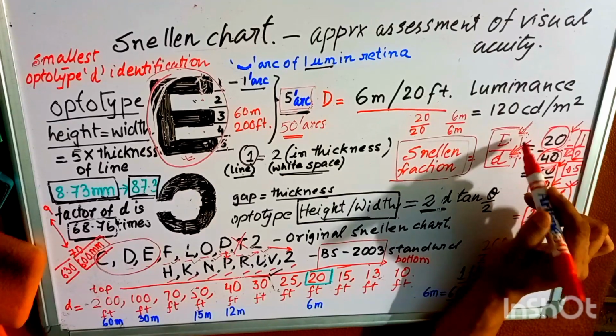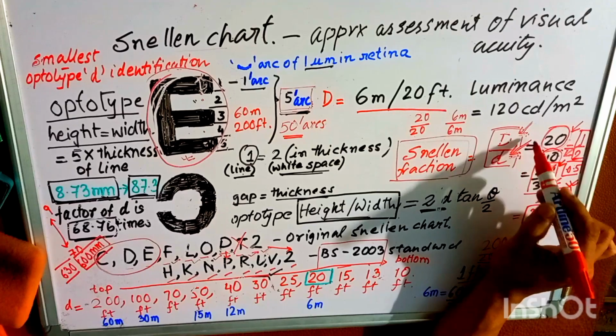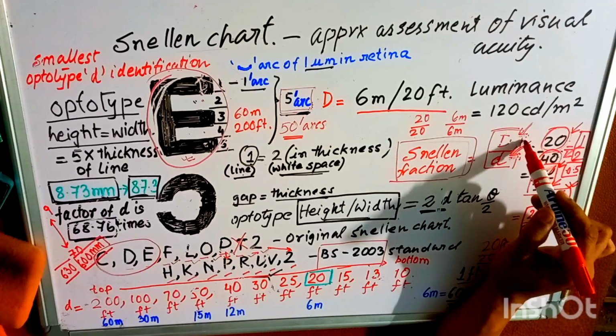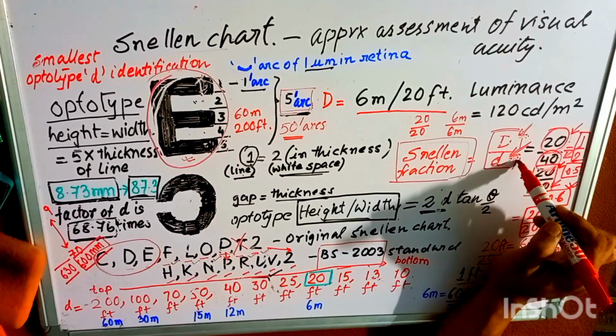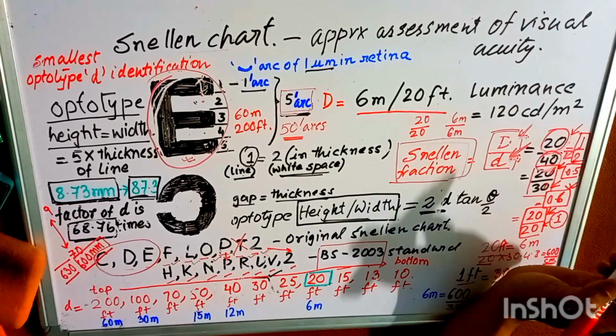If I cannot read, say, a 70 feet optotype, my vision is 20 by 70, that is 2 by 7, which is a still lesser fraction. If I cannot read a 200 feet optotype, then I am virtually blind, because 20 by 200 is 1/10. My vision has gone down to 1/10 of a normal eye.